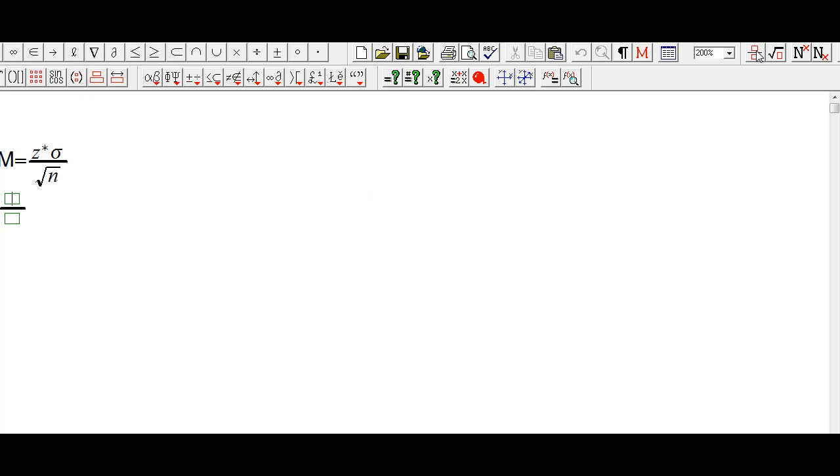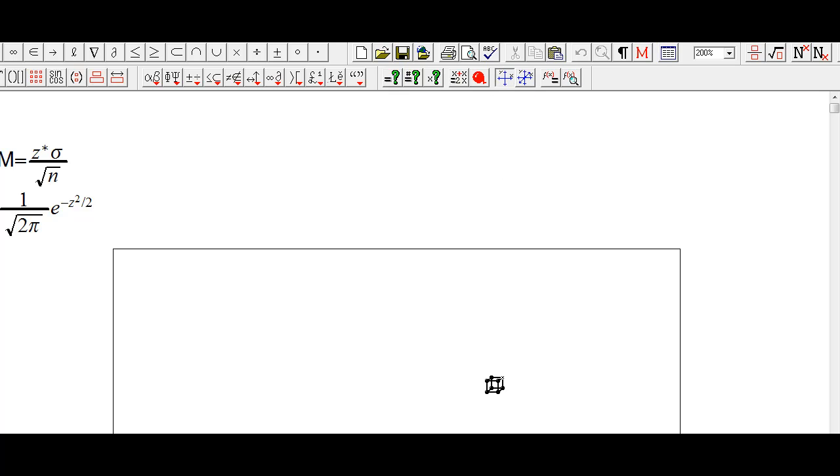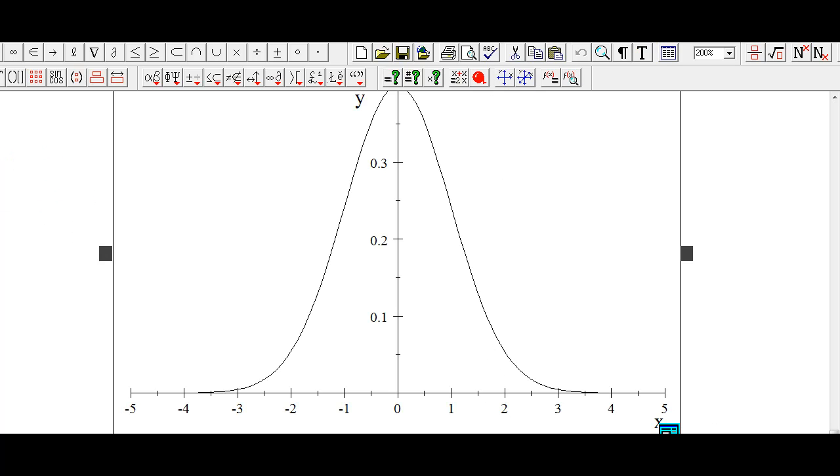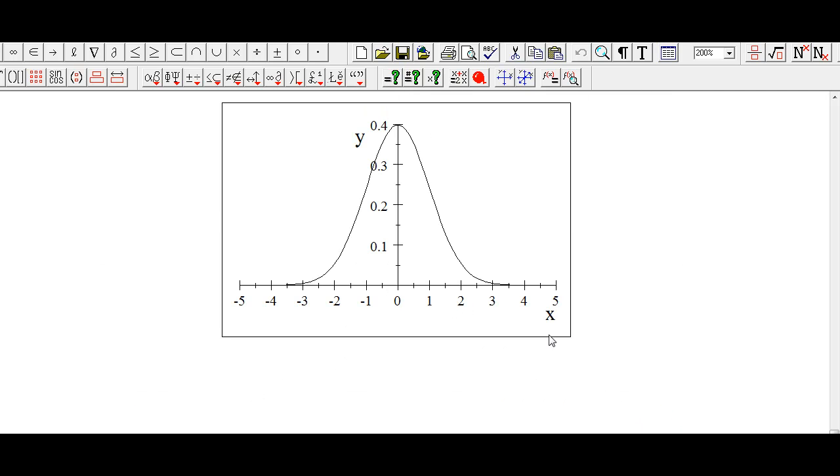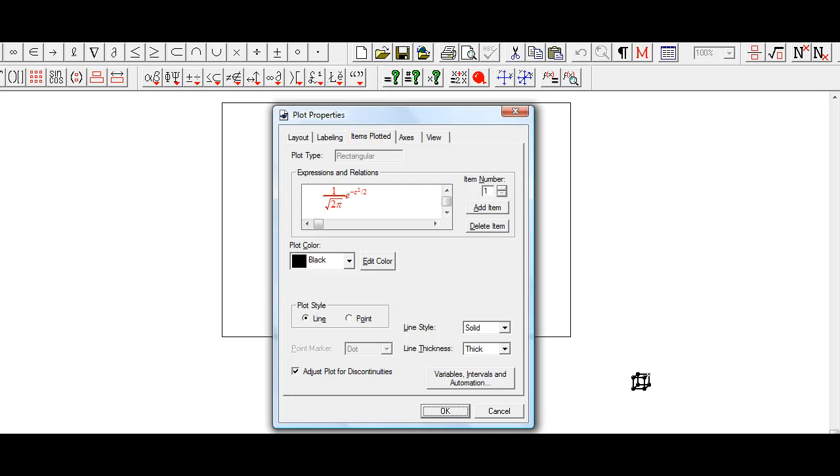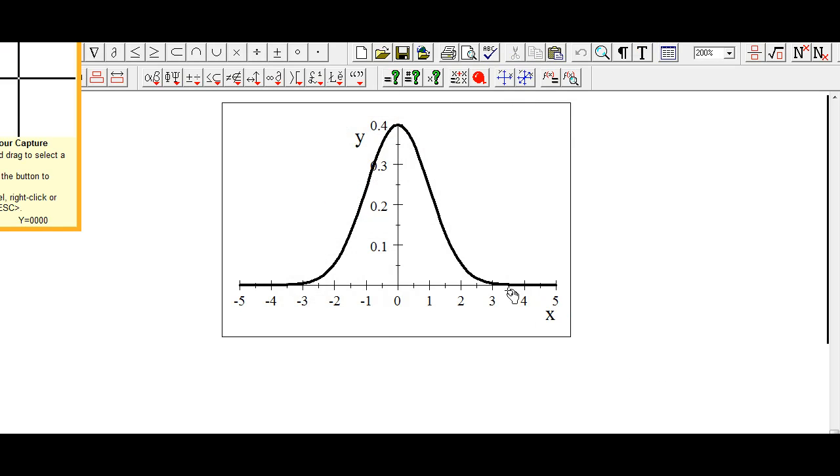Or you could do this: if I am looking for a 90% confidence interval, then what am I asking for? I'm looking for Z star. Let's get our Z star here in the picture. Okay, just a second. Yeah, I should have made it here for you in advance, but anyway.